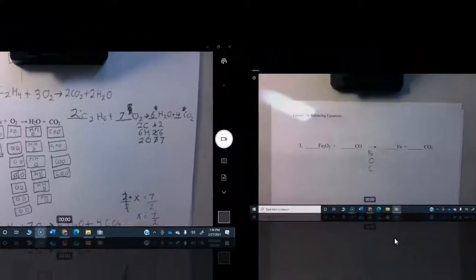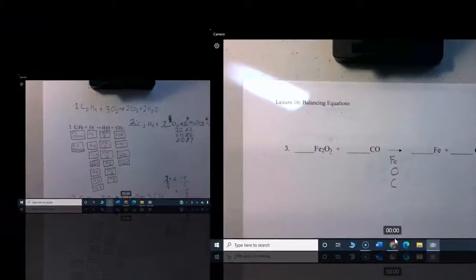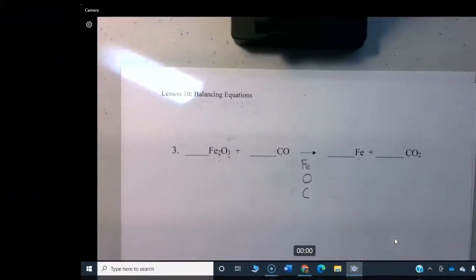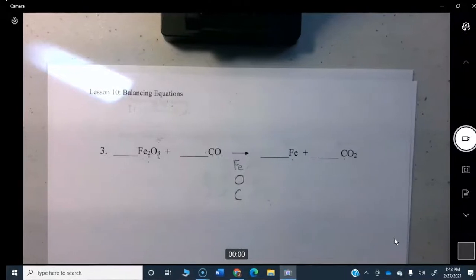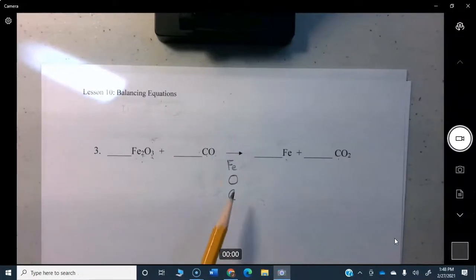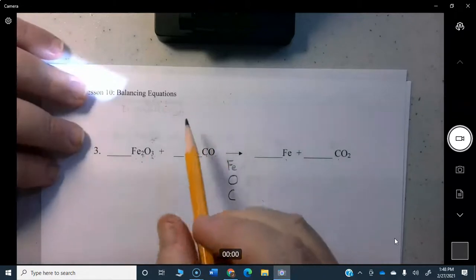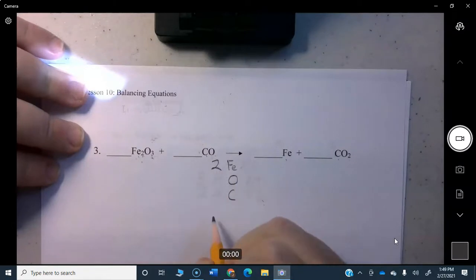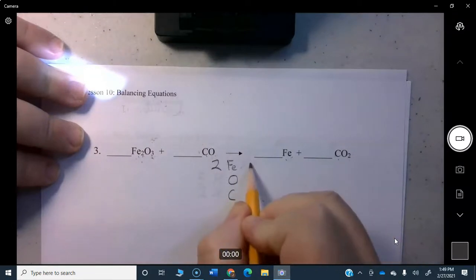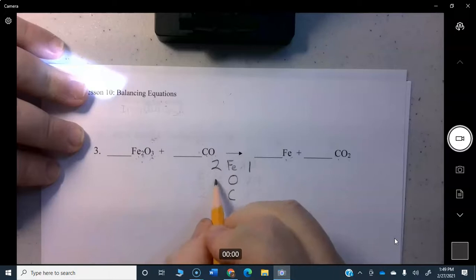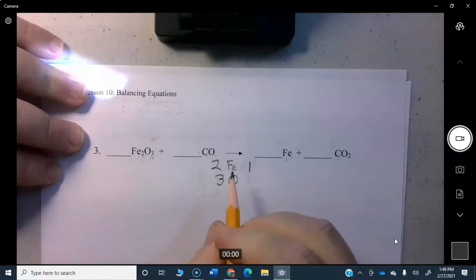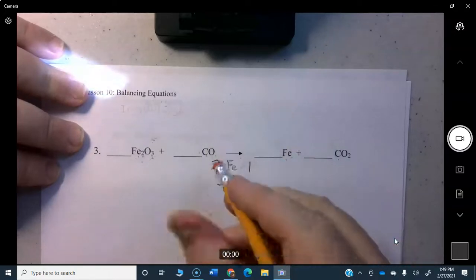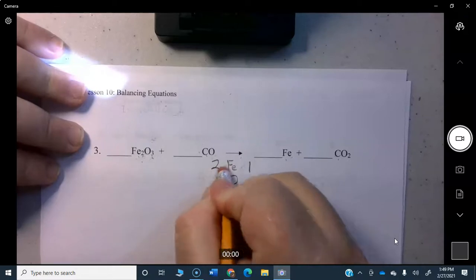Okay, let's move on to number 3. I'll first go ahead and do it using the standard method, and then we'll go to the box method. So let's count our atoms. 2 Fe on the left and 1 Fe on the right. Oxygen. Oops. 3 plus 1. Okay, so watch out for that.